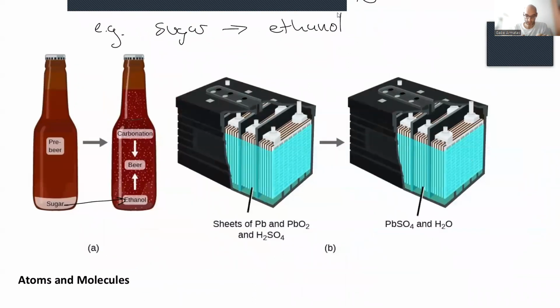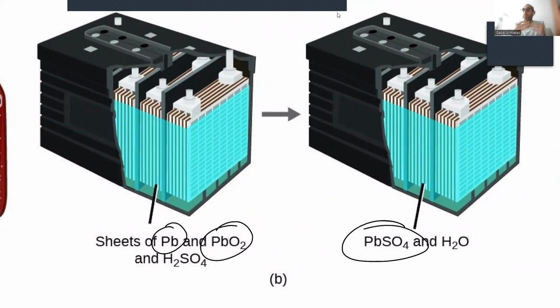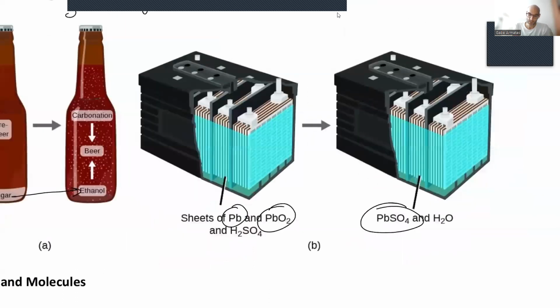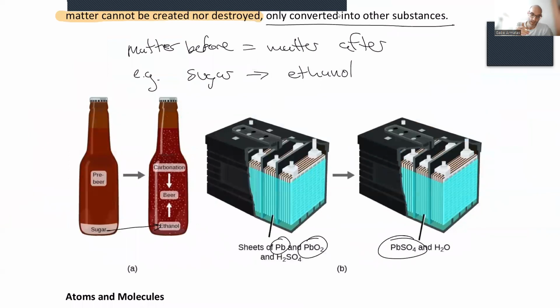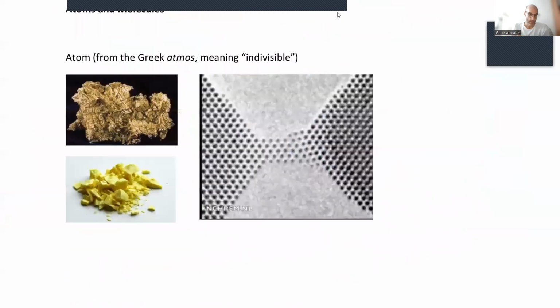Another example is a battery. This is a little more complex, but the idea is that a battery starts in a state and gives off electricity. It starts with lead and lead oxide and turns into lead sulfate, but I have the same mass. The battery does not gain or lose weight. It always starts with the same weight and ends with the same weight. So matter is not created nor destroyed. We have the same matter all along the way.